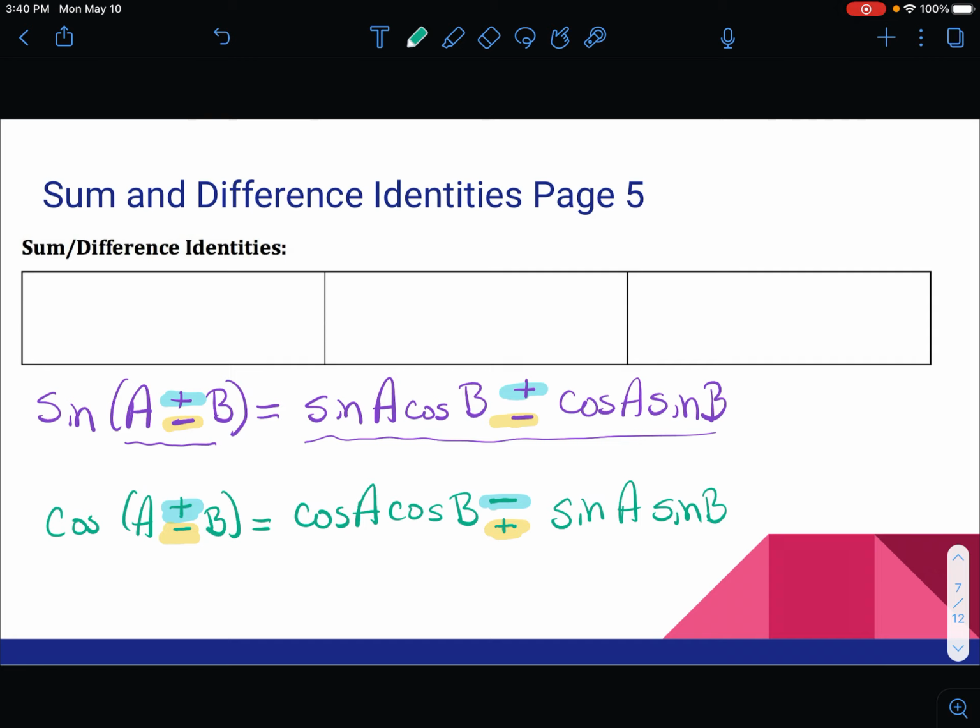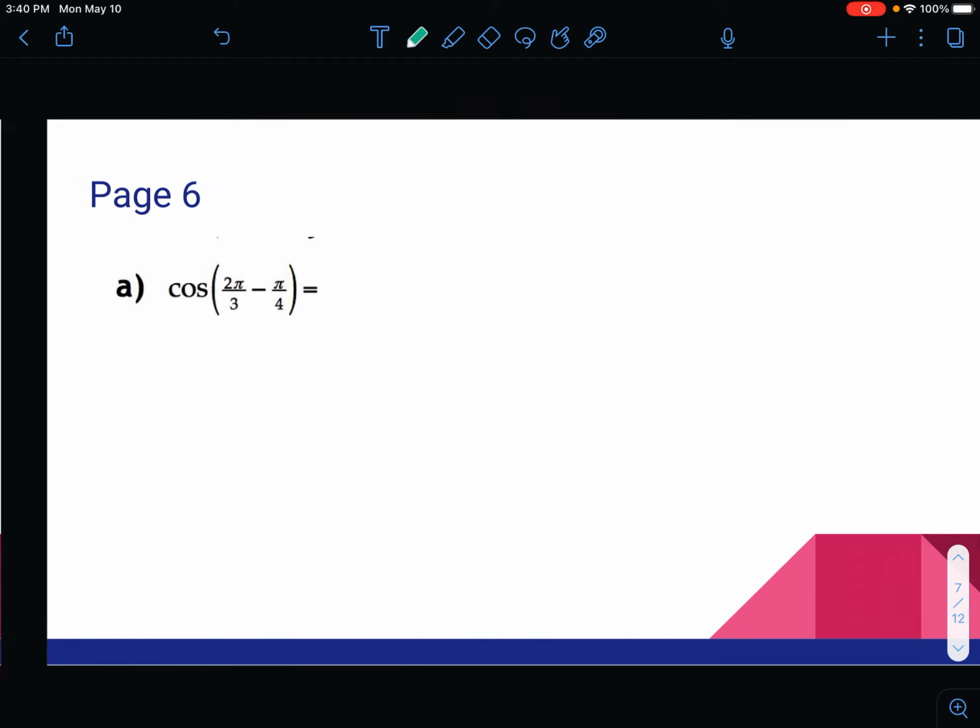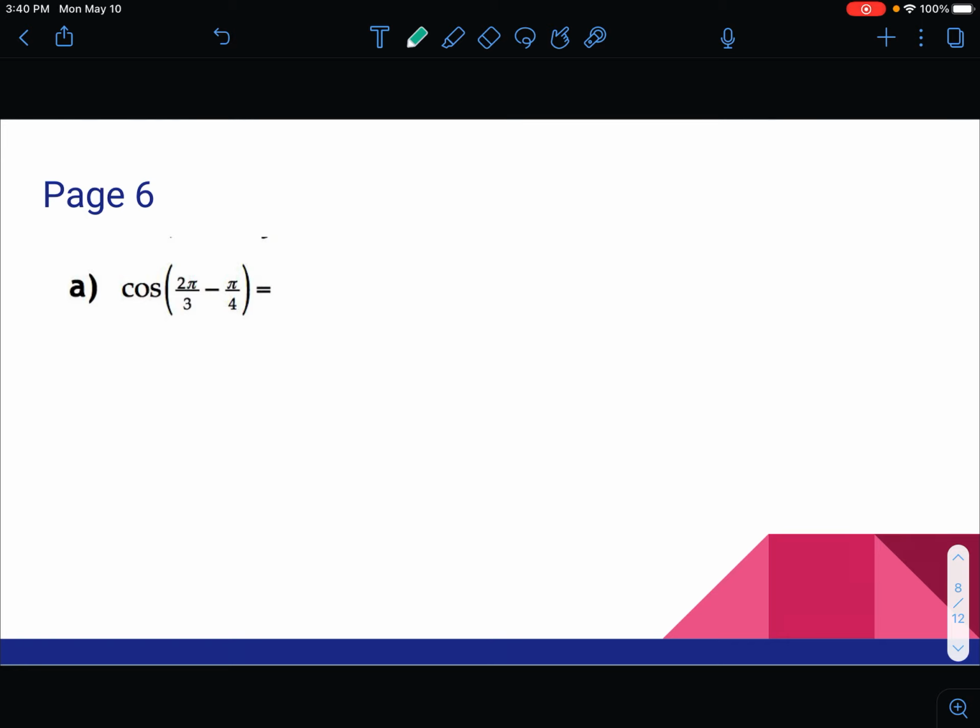We're going to practice this, but again, you start out with a sum or a difference, you take the sine or cosine, and then we can use these identities. Let's continue on and take a look at something from page 6, letter A. This is asking us to evaluate the cosine of 2/3 pi minus pi over 4.